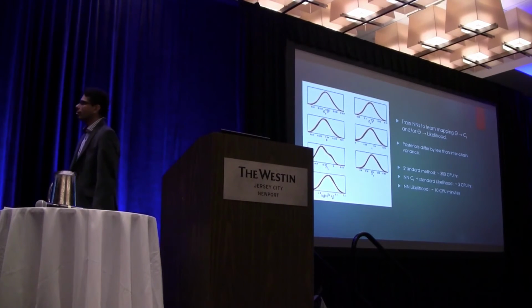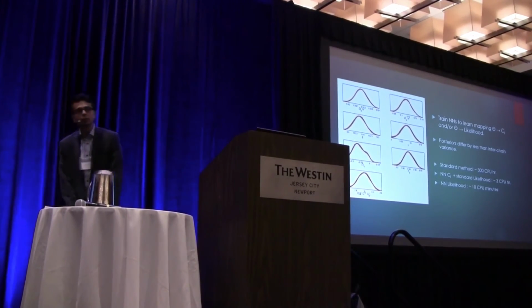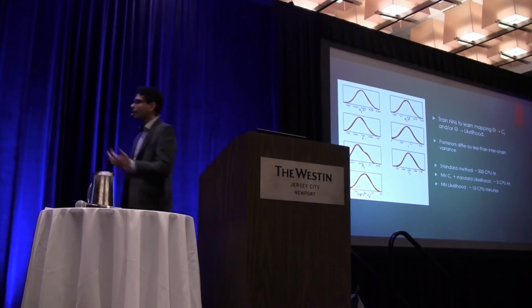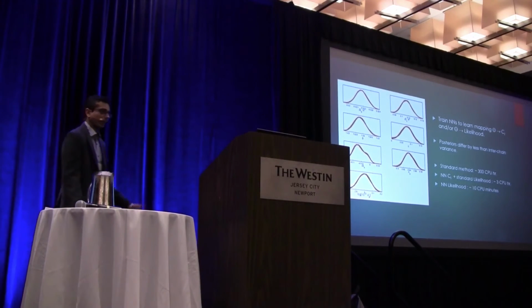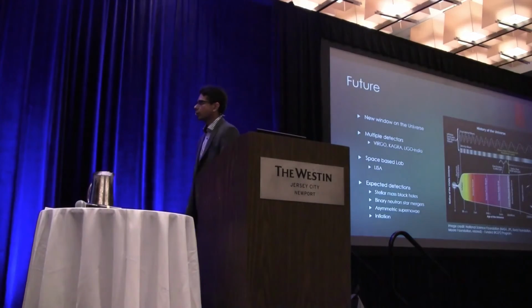And it resulted in about 4 orders of magnitude speed up. So we went from 300 CPU hours to about 10 CPU minutes once the network was trained, and then we used the network just to do the analysis. So I think something like that would be extremely useful for LIGO to speed up the Bayesian analysis and come up with very rapid localization of the sources.